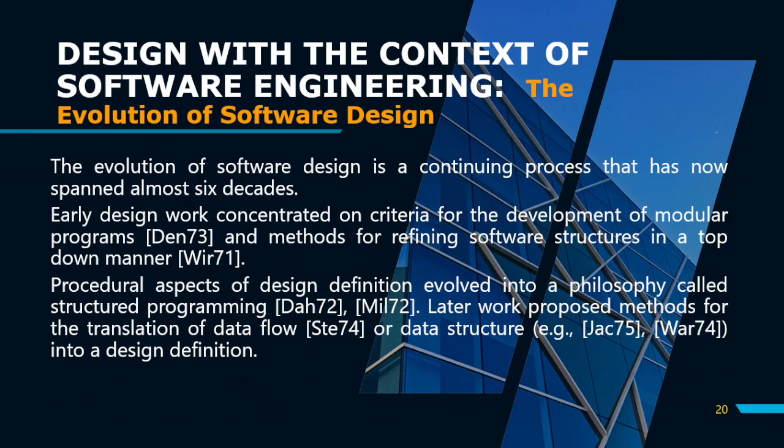Next one is the evolution of software design. The evolution of software design began in the beginning of the 90s, starting with conventional software design, which we discussed in earlier chapters like the waterfall model. Later it evolved into the V-shaped model, then into the iterative model, like that. Here you can see the procedural aspect of design evolved into a philosophy called structured programming. Later those methods were translated into data flow or data structures, and that would be converted into design definition.